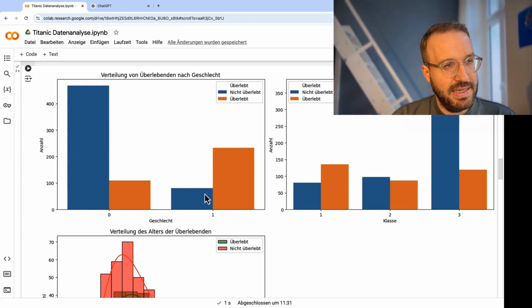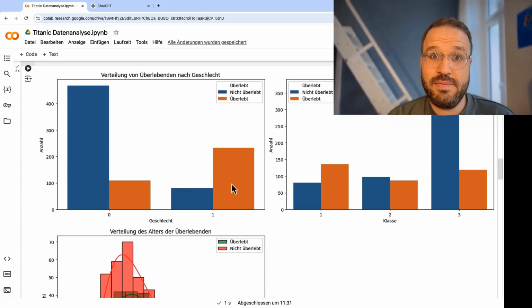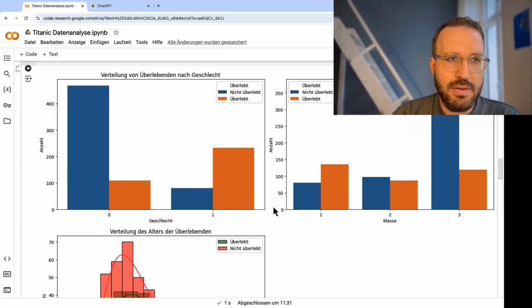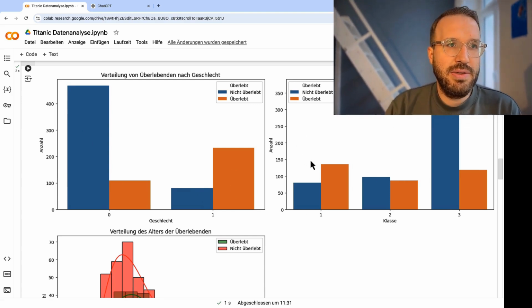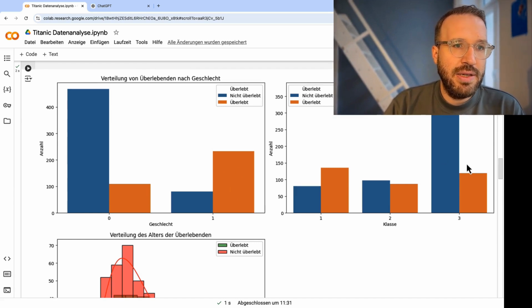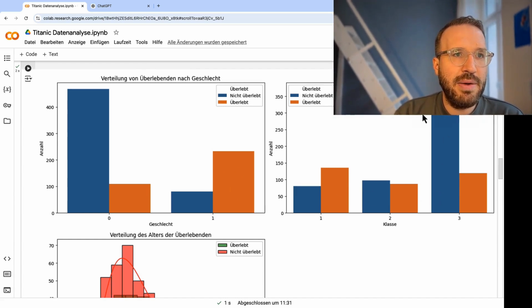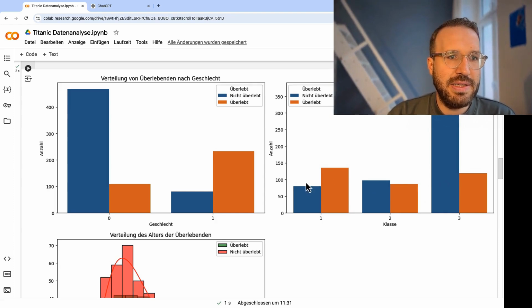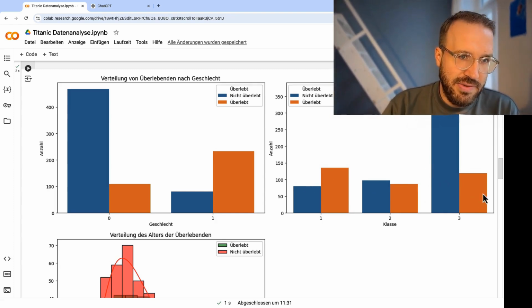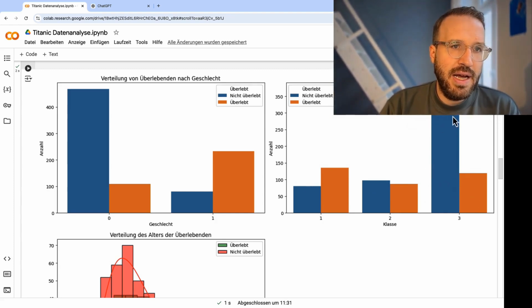This can be seen here and makes sense again, because we all know the rule: women and children first. So the survival rate of women was significantly higher. We can also take another look at which class survived and how the classes are divided. First class is somehow the best, then comes second, and then third. And then we see that most people, of course, traveled in third class. Here, the bars are the largest.